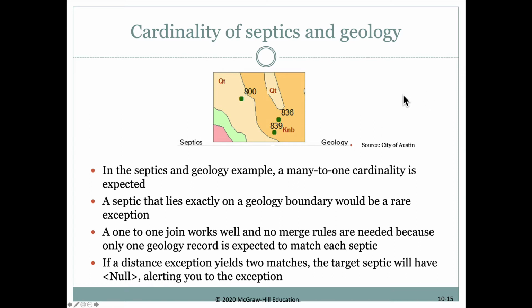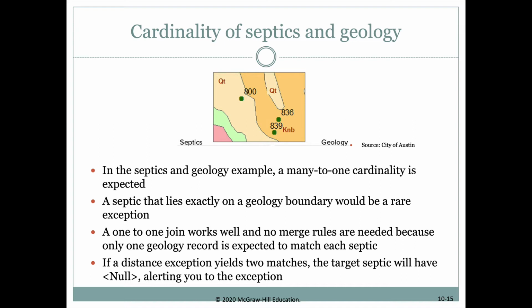Here's another example of cardinality, and if we once again go back to the example of septic systems and geology. In this, there's a many-to-one cardinality. We can have many points here within one type of geologic polygon. But septic systems that would occur right on geologic boundaries would be very rare, and they could cause problems. So in general, a one-to-one join works well.